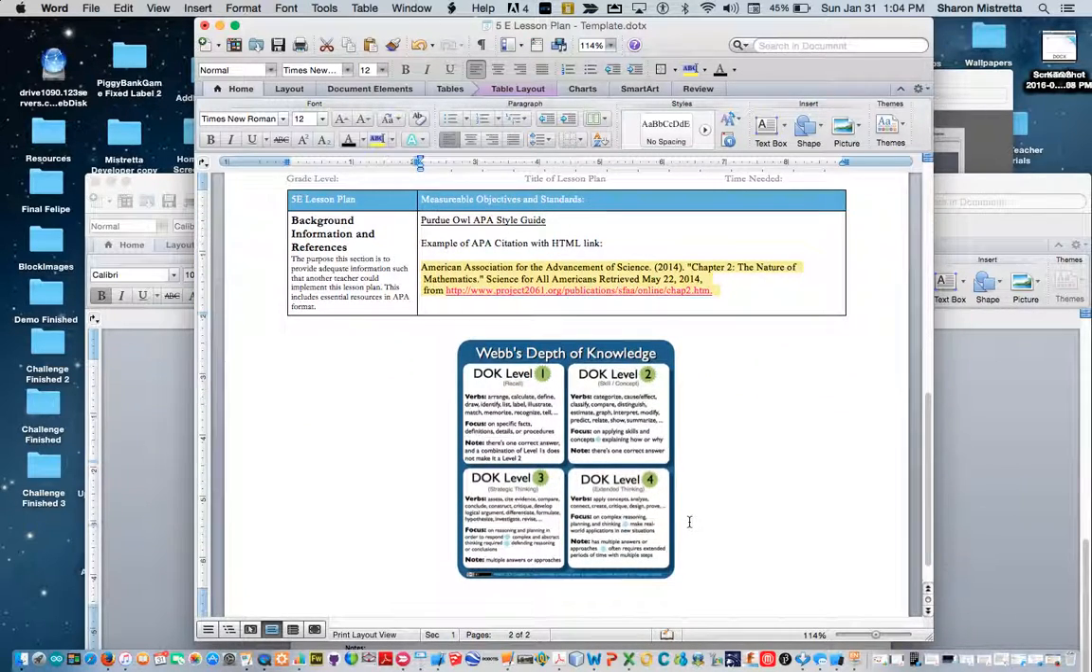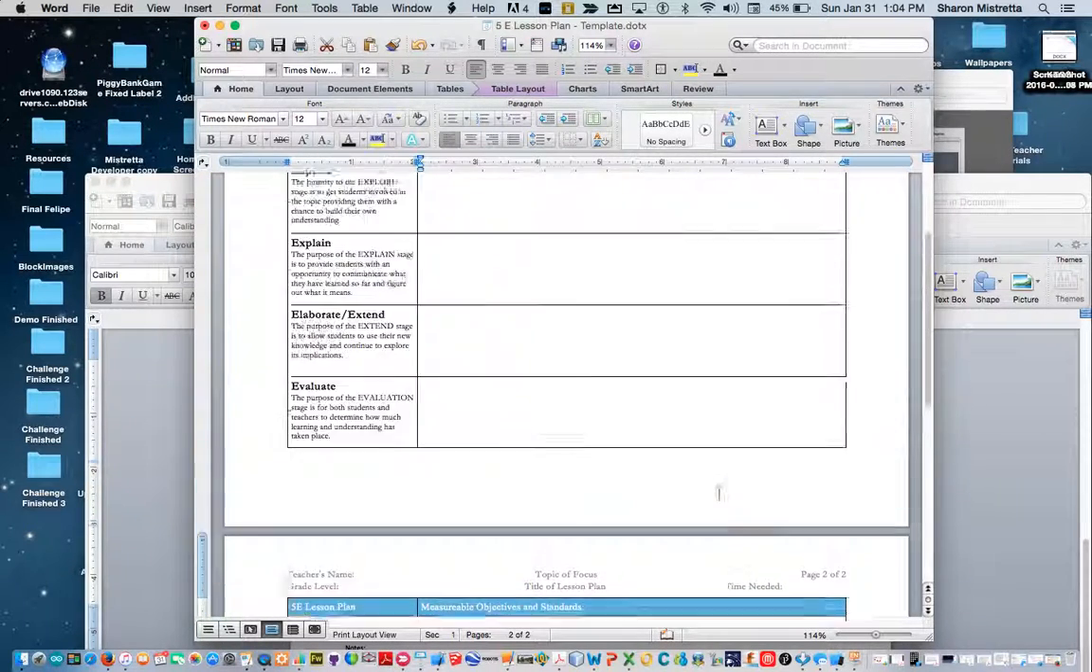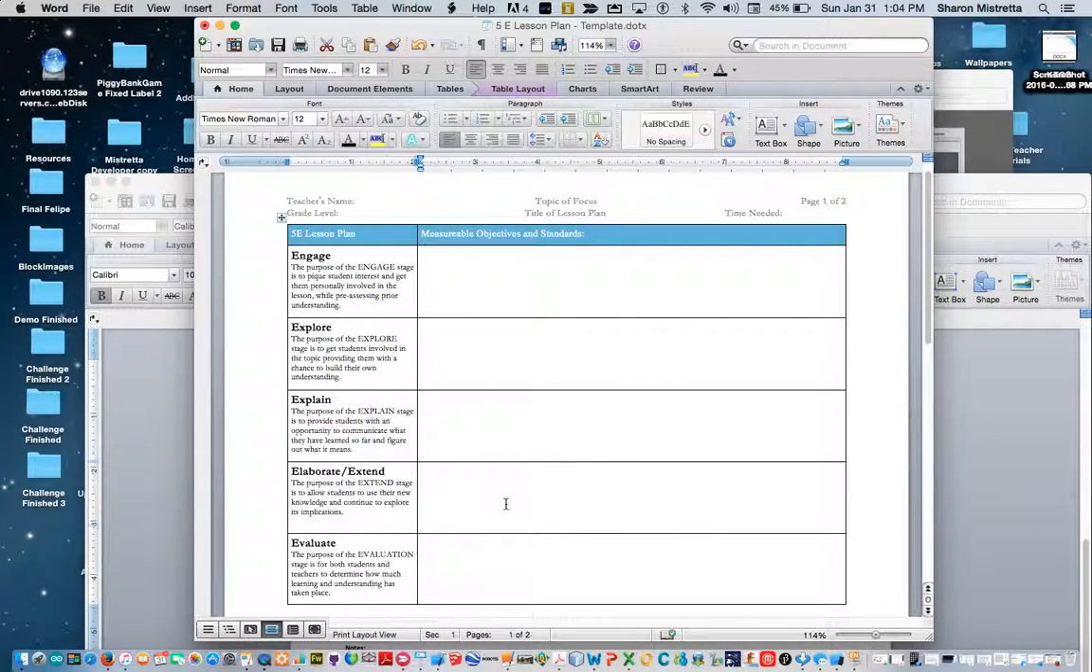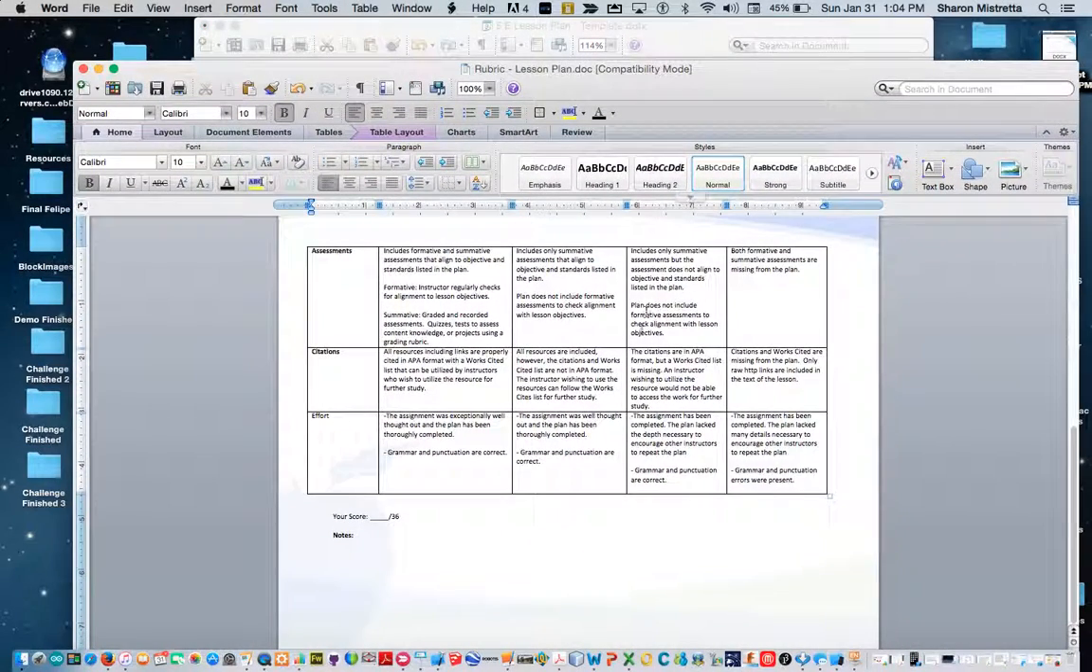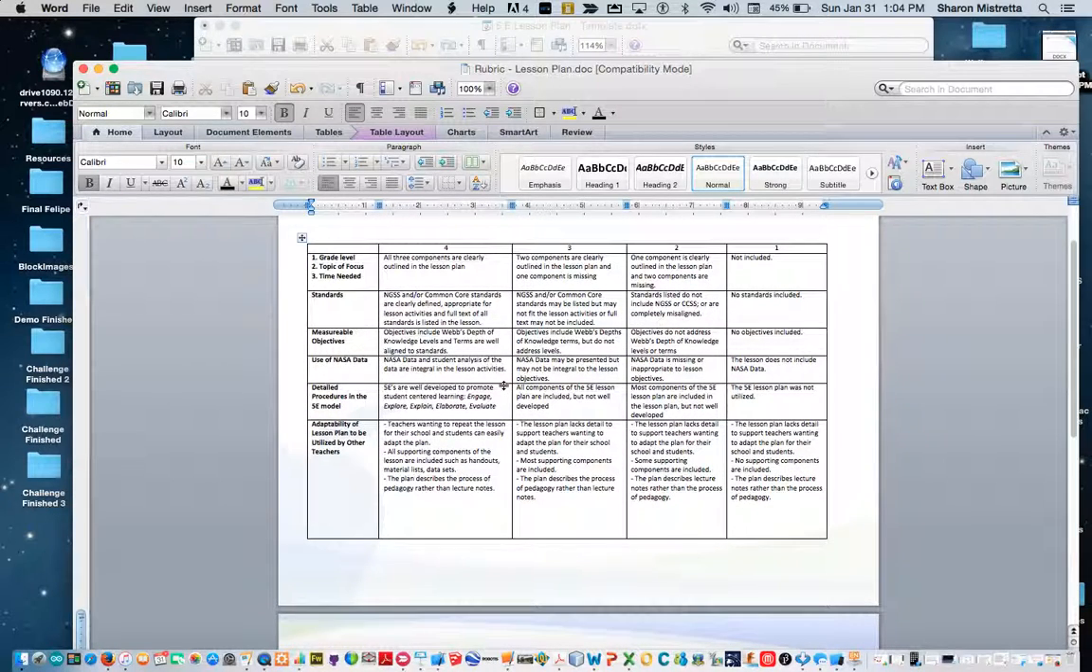And then here we have Webb's depth of knowledge chart, because these are the verbs that the teachers should be using to formulate their lesson plan. So, going back to the rubric, we do say in here that they should be using Webb's depth of knowledge. This is what was covered in my methods course, and also what was required by Dr. Catherine Quinlan during the International Space Station and Astrobiology course.